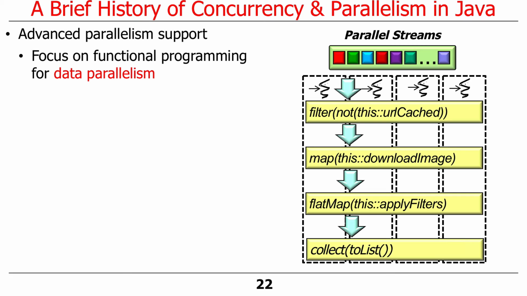So we might have some URLs come in, we might filter out URLs that we've already cached, the ones that we've not yet cached we might download, then we might go ahead and apply various image processing filters to the downloaded files or the downloaded images, and then we could collect the results into a list. So this is an example of functional programming in a data parallelism model with multiple threads, and Java 8 streams and parallel streams makes it really easy to express things in this form.